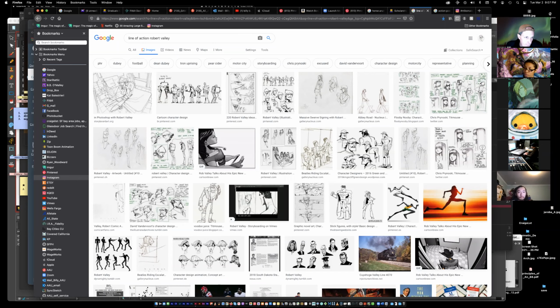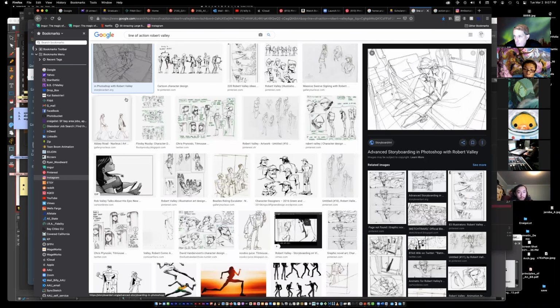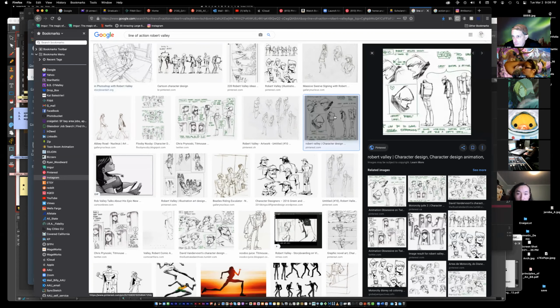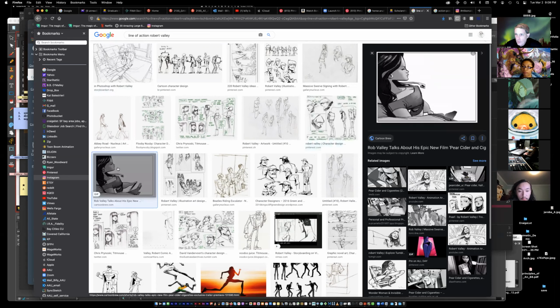And look at the way Robert Valley draws. Everything is exaggerated. The pose, the weight, the length, the build of the character design. This is the reason why we're studying the line of action. There's no way to draw and animate a shot like this without really truly understanding the dynamics of rhythm, line of action, gesture. You know, this is crazy.